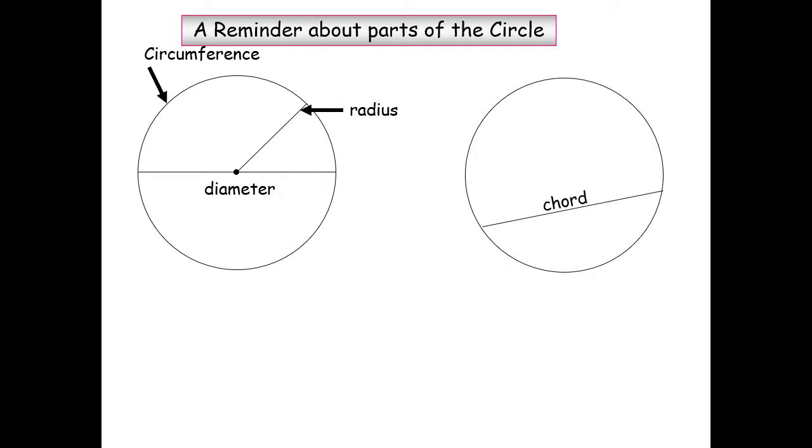We call that a chord. Kyk mooi, wat is die verskil tussen die deursnee of die diameter en 'n koord? 'n Koord is 'n lyn wat nie deur die middelpunt gaan nie. So it's from one point on the circumference to another point on the circumference, but it does not go through the midpoint. Okay, so it doesn't divide the circle into two equal parts. It divides it into a major segment and a minor segment. Okay, goed. And a major arc.